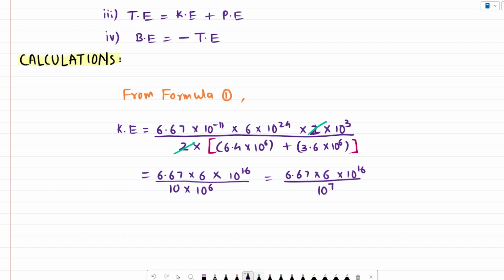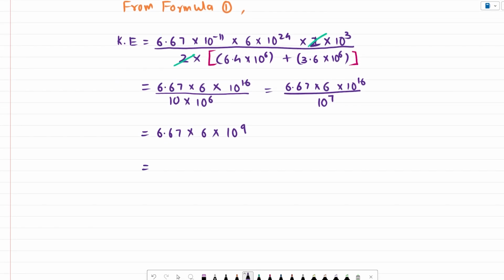And then if we divide 10 raised to 16 by 10 raised to 7, we get the term as 6.67 into 6 into 10 raised to 9, because 10 raised to 16 divided by 10 raised to 7 gives us 10 raised to 9. And if we solve this further, we get the value for the kinetic energy of our satellite as 40.02 into 10 raised to 9 joules, which is the unit to measure energy. And I call this my equation number 1. So we have completed the first task of our numerical, that is to calculate kinetic energy.